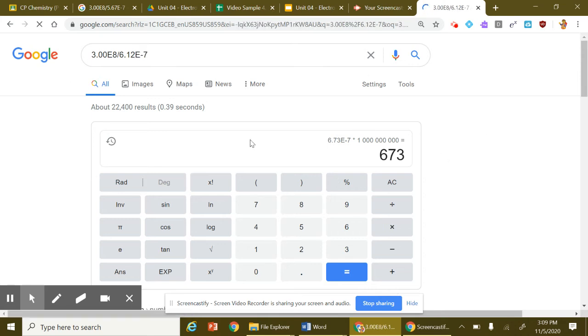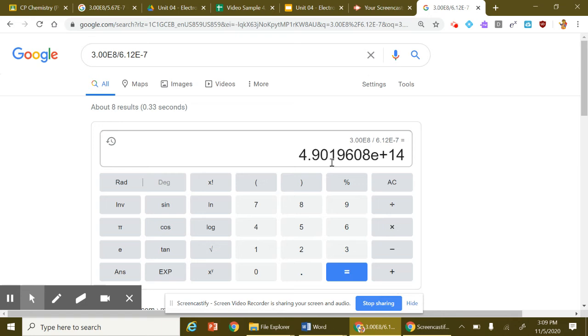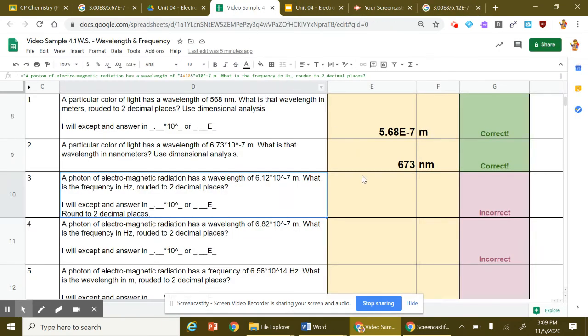And what I get is 4.90 times 10 to the 14th. 4.90 times 10 to the 14th is my answer. Now let's see here. Did I get that right? Times 10 to the 14th. Hertz.